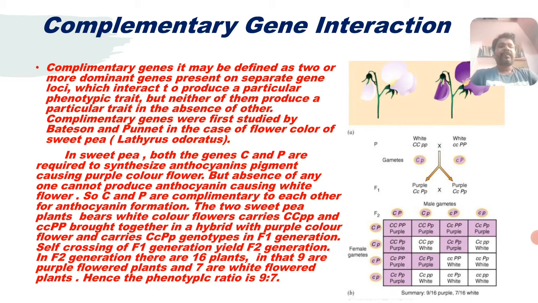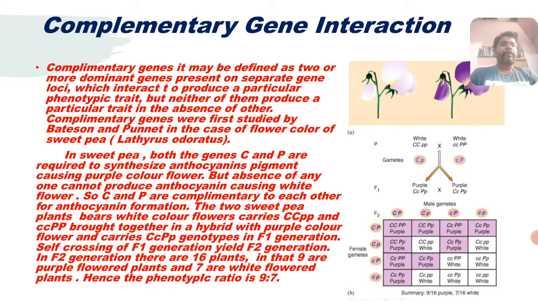Complementary gene interaction may be defined as two or more dominant genes present on separate loci which interact to produce a particular phenotypic trait. Once they interact, they produce a particular character, but if they do not interact, neither of them produces the trait in the absence of the other. Complementary genes were first studied by Bateson and Punnett, with the following cross.